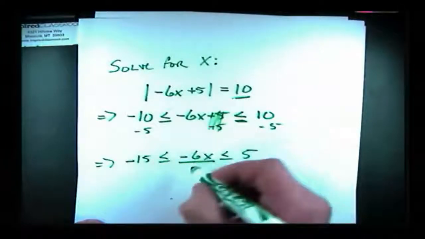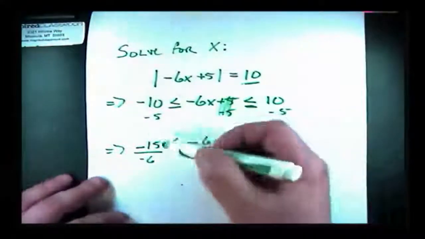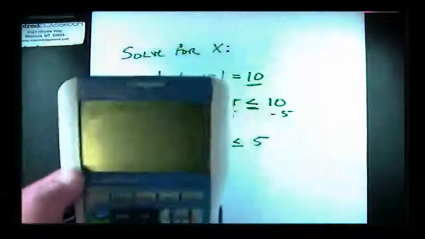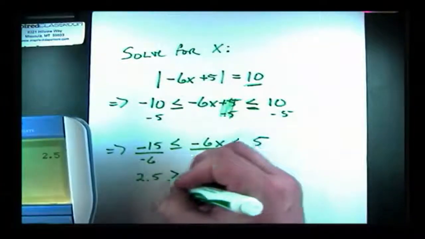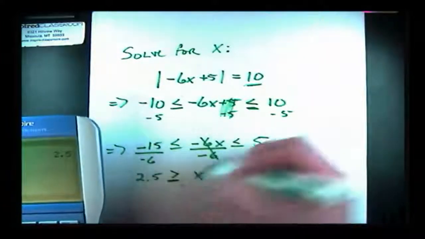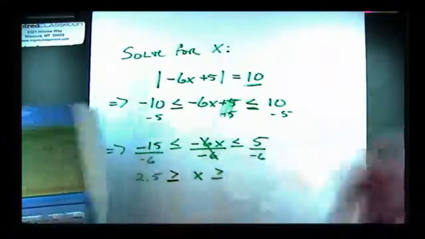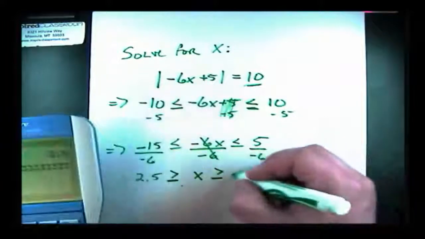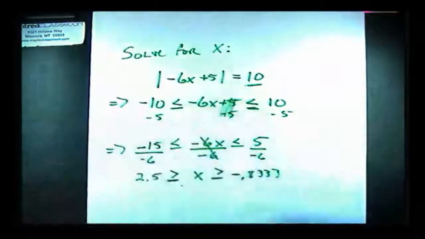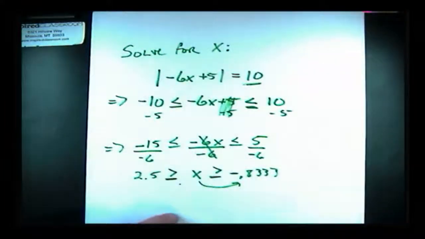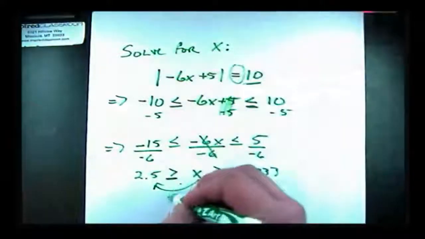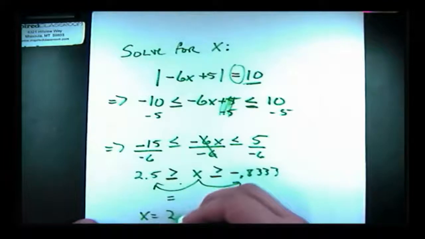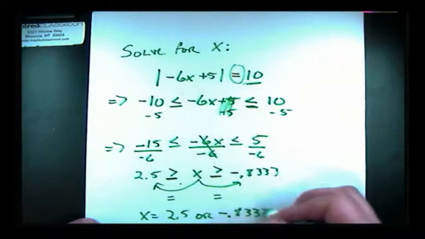And here, I'm dividing by a negative. Like I said before, we've got to be careful when that happens. We divide by a negative, so it's going to flip our inequalities. Negative 15 divided by negative 6 is 2.5, and this sign gets flipped. And we're dividing by negative 6, so 5 divided by negative 6 is negative 0.8333. So this says that x is greater than negative 0.8333, but less than 2.5. Since these were straight up equal signs, you can change these back now to equal signs. So we get x is equal to 2.5 or negative 0.8333 repeating.